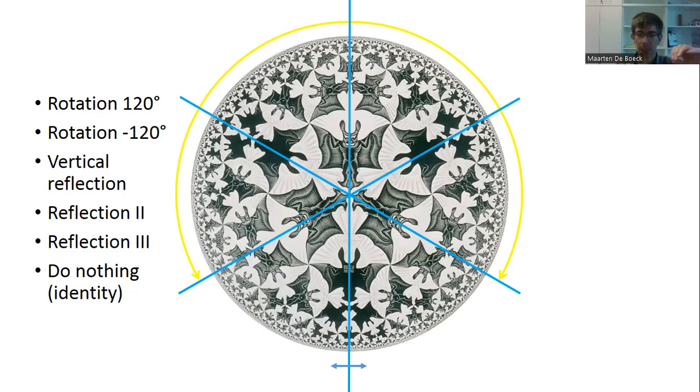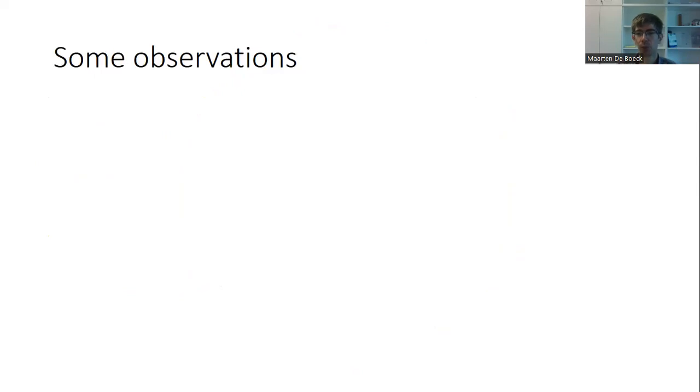So remember, and this is like the first thing I really want you to catch from this lecture, a symmetry is something you can do to an object without someone else noticing. And apparently this artwork has 6 symmetries. Now, there are a few things that I want you to observe with me. And the first one is quite easy.